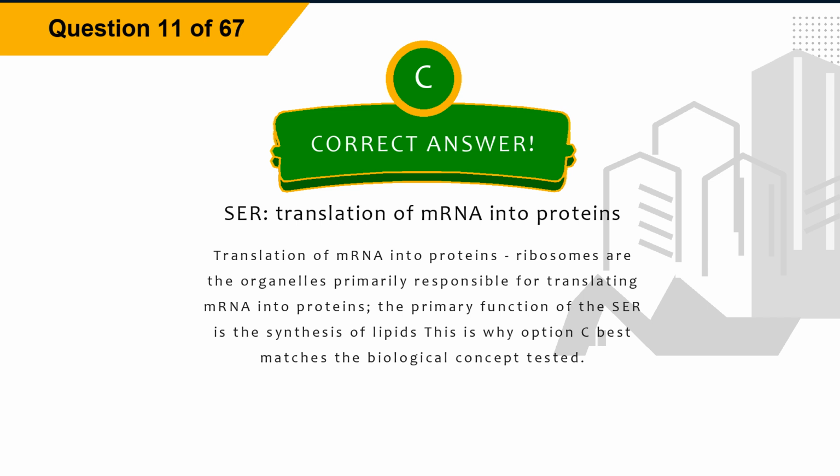Explanation. Translation of mRNA into proteins. Ribosomes are the organelles primarily responsible for translating mRNA into proteins. The primary function of the cell is the synthesis of lipids. This is why option C best matches the biological concept tested.